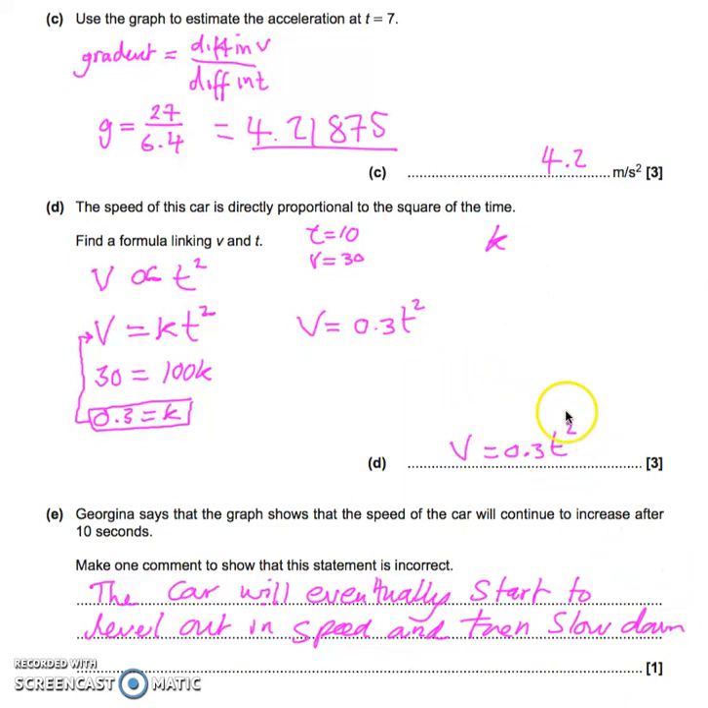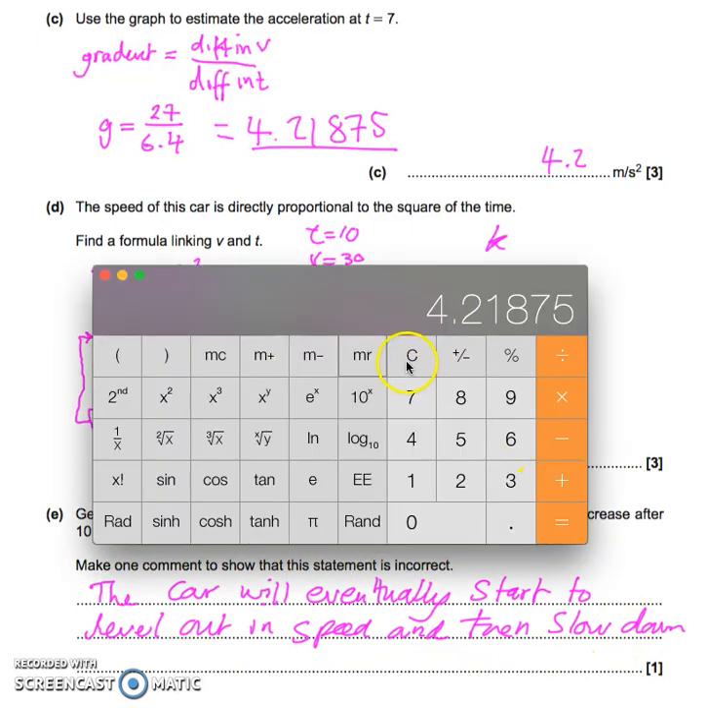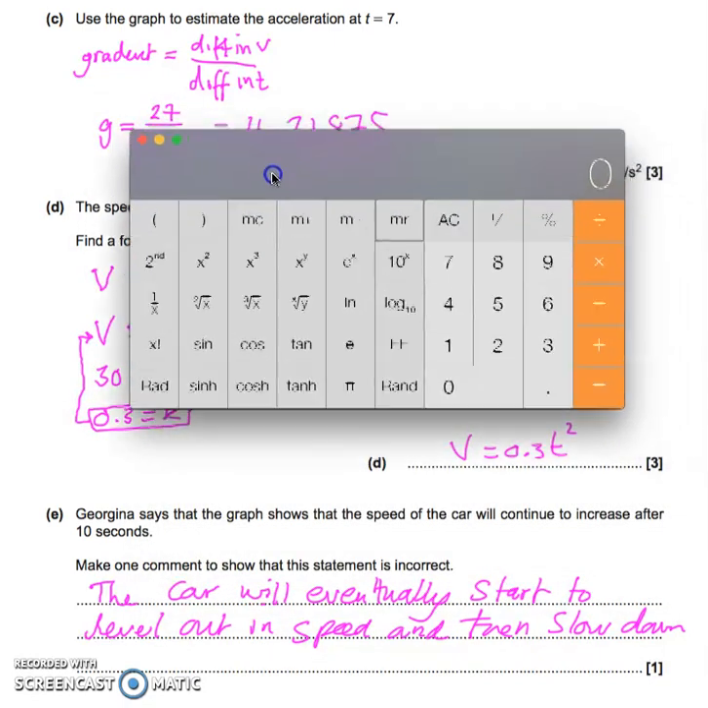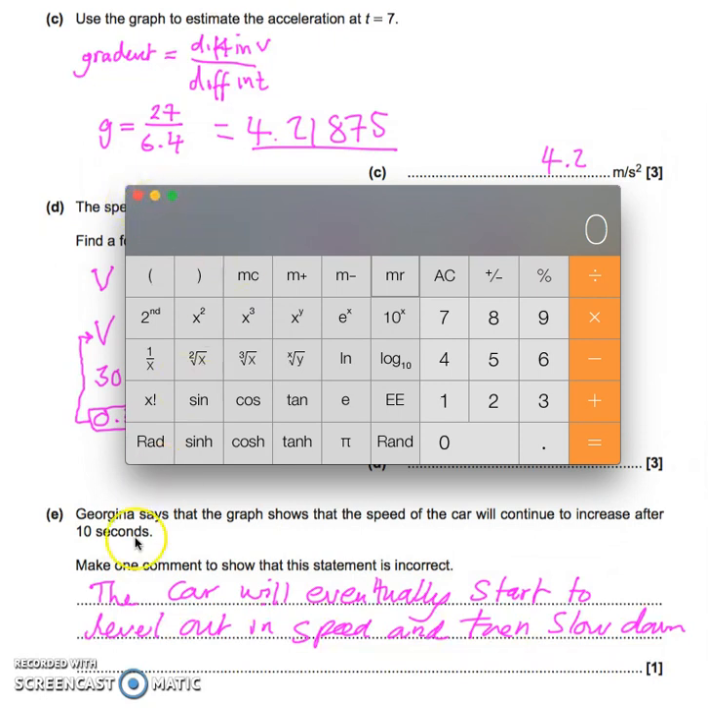And we could show that, couldn't we? We've got the formula that links v and t. So if we were to say, let's say after 60 seconds, 60 squared, let's just do a quick calculation. So 60 squared is 3,600. Multiply that by 0.3. The speed of the car is that, and that's not realistic, is it? So it's not going to keep getting quicker and quicker. So it's actually not directly proportional to the square of the time. That's a bit of a strange one. But there we go, for that particular graph it was. Okay, that's our answer.